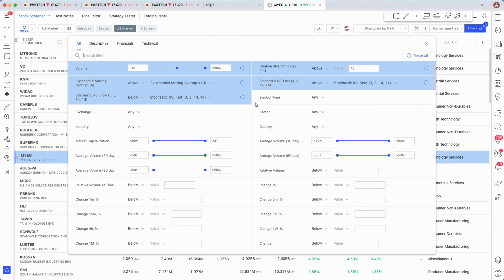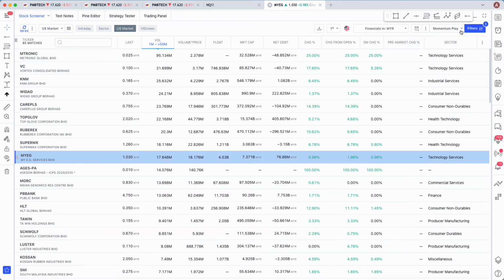I want to identify it a little bit early. Next is stochastic RSI, right? So stochastic RSI, this is basically just to confirm this one, right? So this one is below the fast, this one fast is above the slow, right? Just to make sure the algorithm is correct, right? So these are the counters that we can find, right?